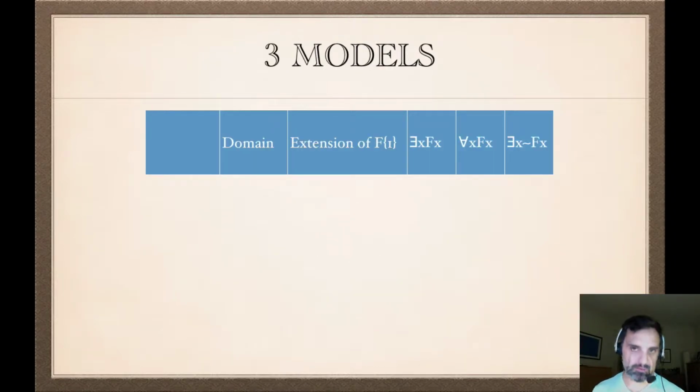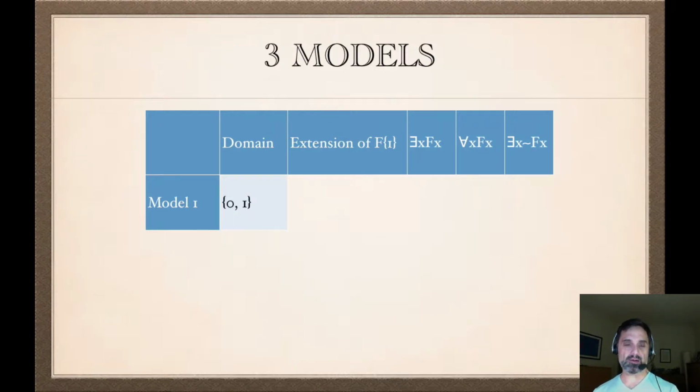So let's look at some examples. Okay, so in our first model, our domain is going to be 0 and 1. So there are two things, the number 0 and the number 1. And that's it. That's all we're talking about. The extension of f is going to be 0 and 1. So f is true of 0 and f is true of 1. So is some x fx true? Yes, it is. Why? Well, because there's a thing in the domain, 0, that's also in the extension of f, of which f is true. So there is a thing that's f. And that's also the case for 1. So some x fx is true.